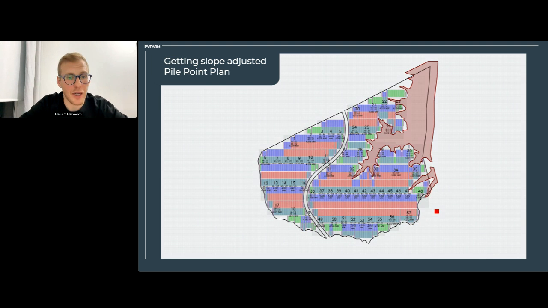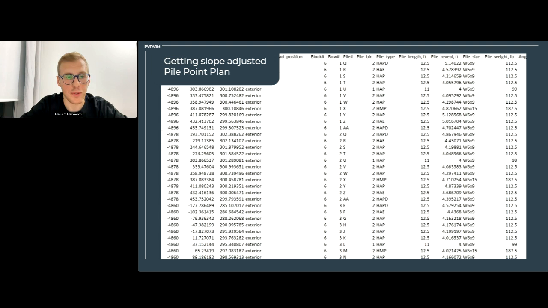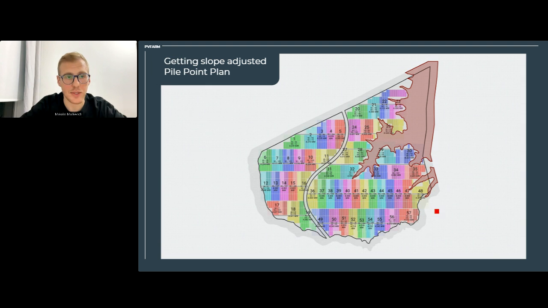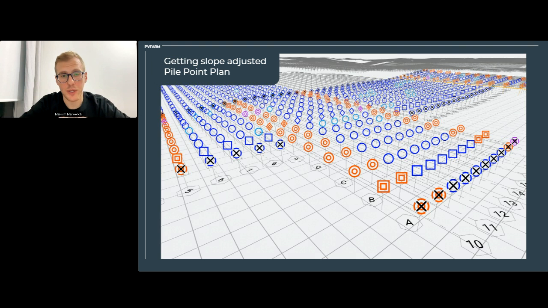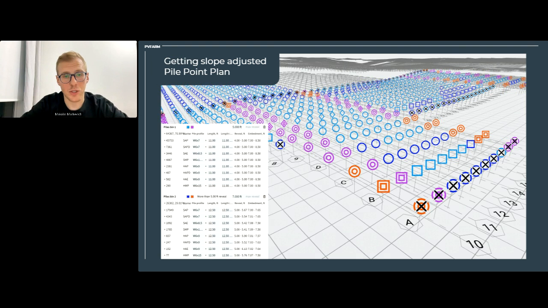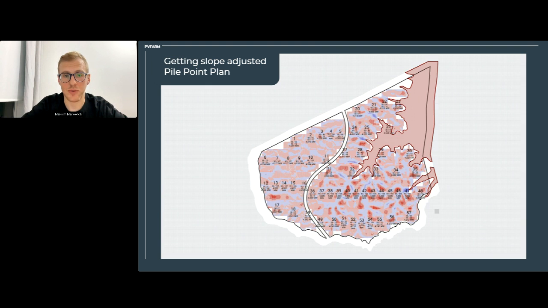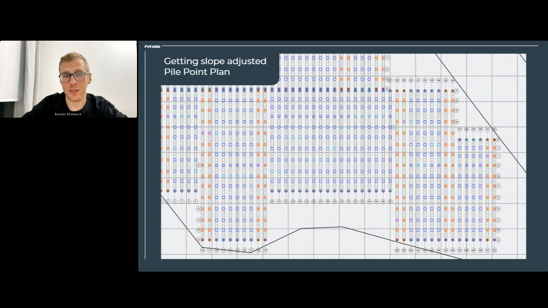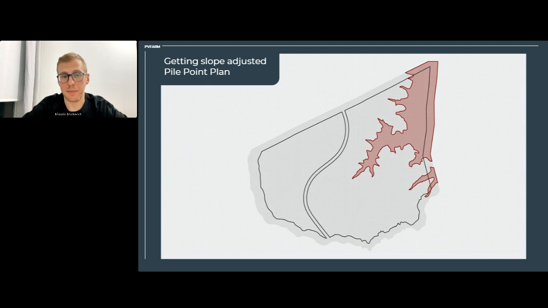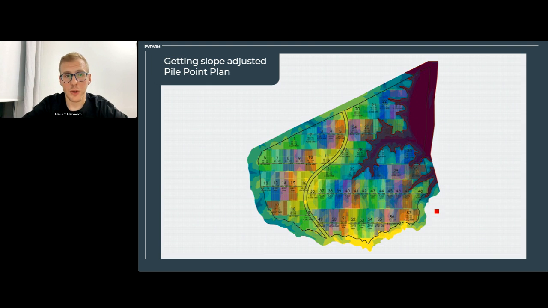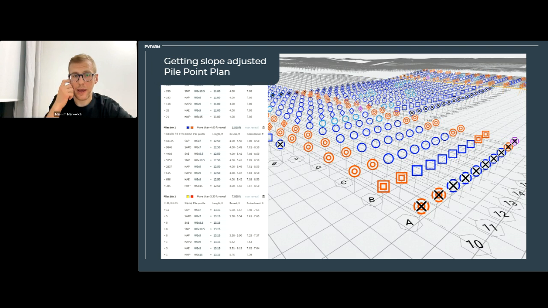Getting a slope adjusted pile point plan. Quite a popular request, again a couple of times a week as usual. The way we work is that we usually generate a 2D layout and then make it slope adjusted, meaning we place it on the terrain. As we place it on the terrain, depending on your grading strategy, slope restrictions, and manufacturer limitations, you start getting trackers with different piles and different reveals.